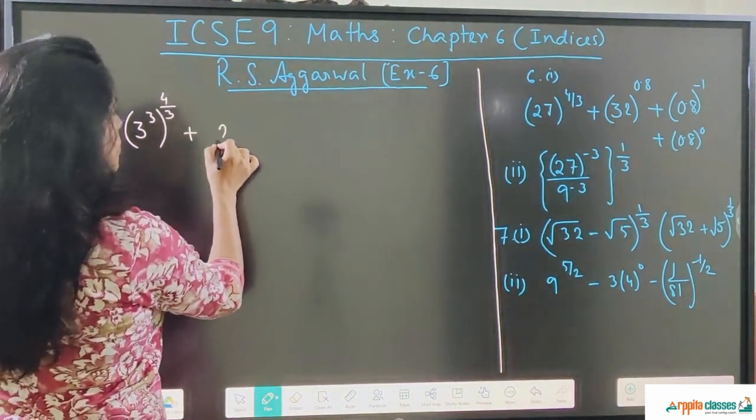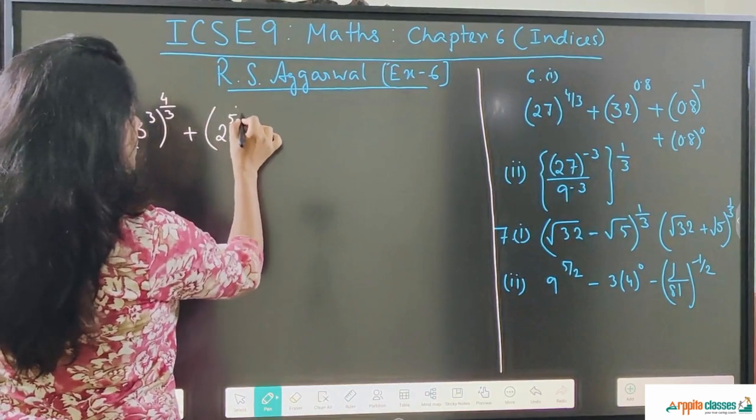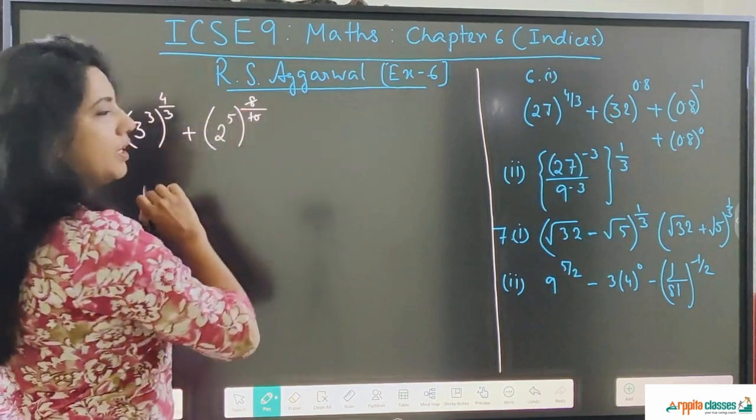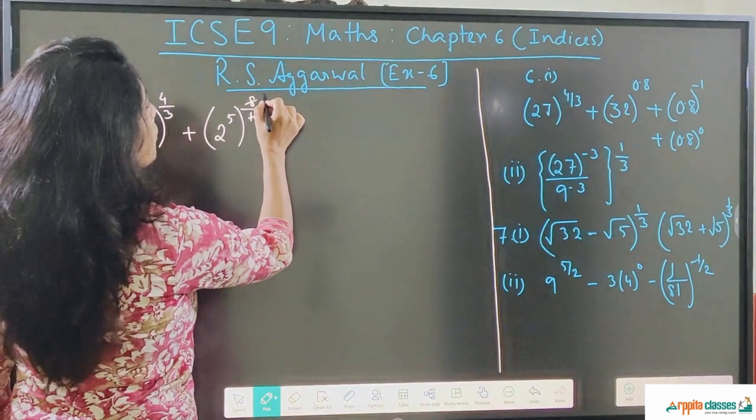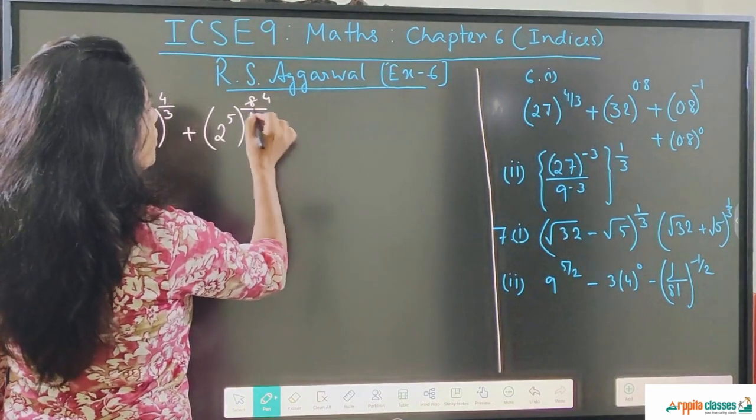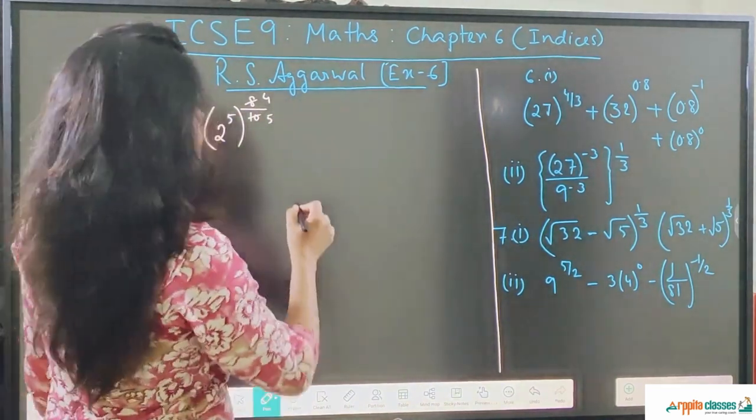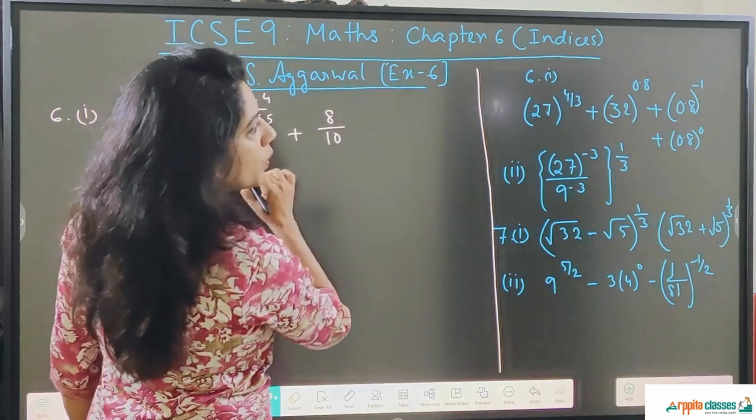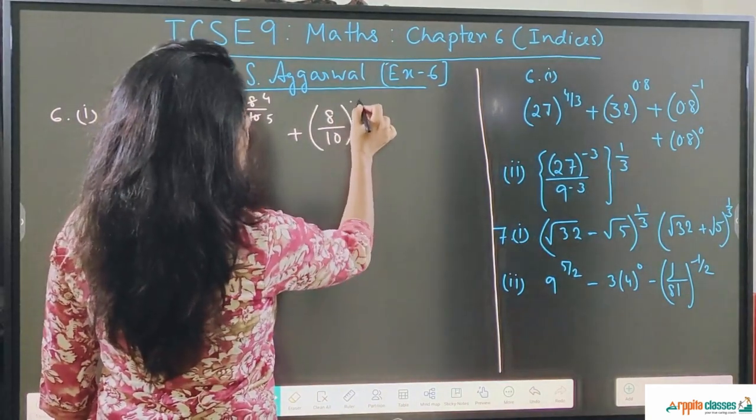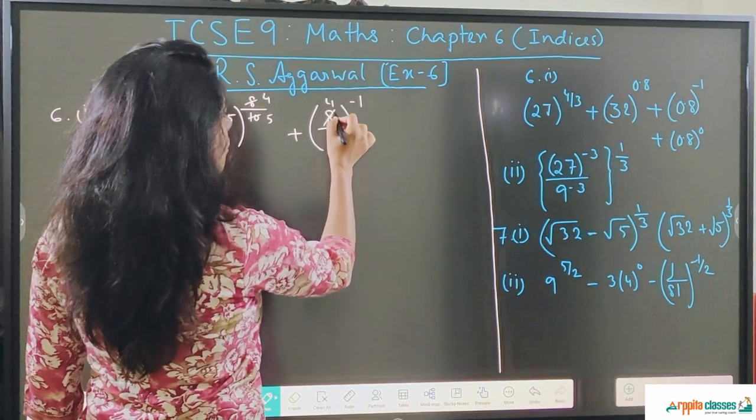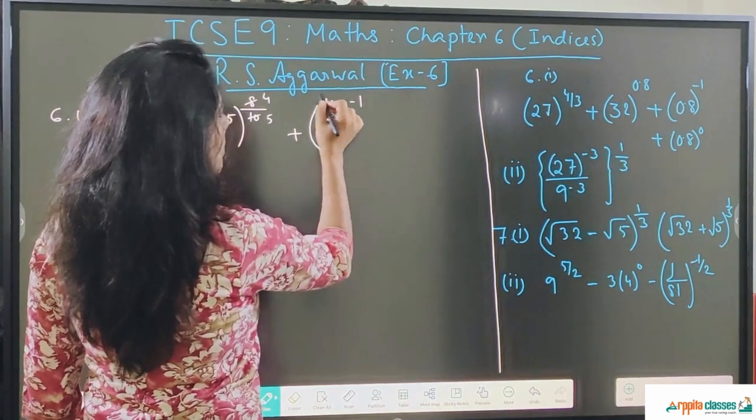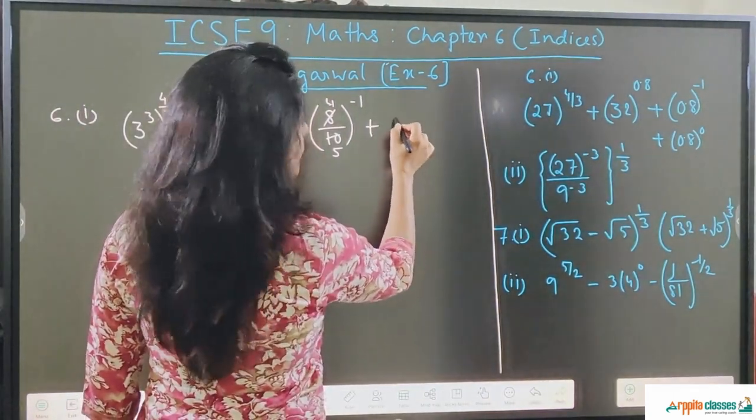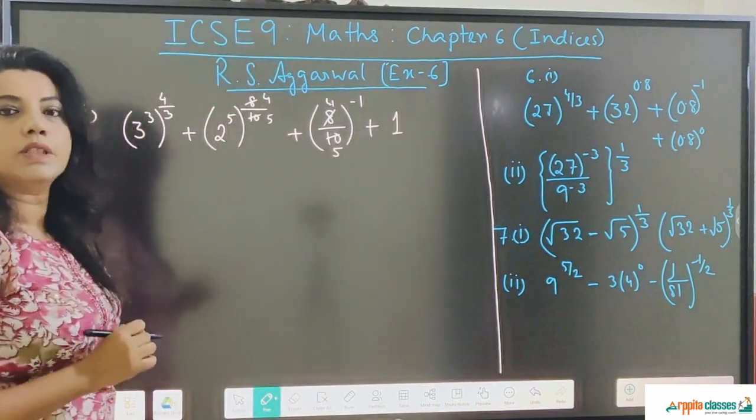32 can be written as 2 to the power 5 and 0.8 can be written as 8 upon 10, and that again can be reduced to 4 upon 5. Plus 0.8 can be written as 8 upon 10 to the power minus 1. This can be reduced to 4 by 5. So it is 4 by 5 to the power minus 1 and plus 0.8 to the power 0, that is 1. Anything to the power 0 is 1.